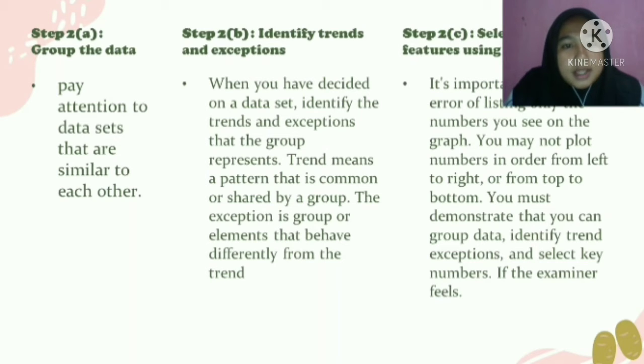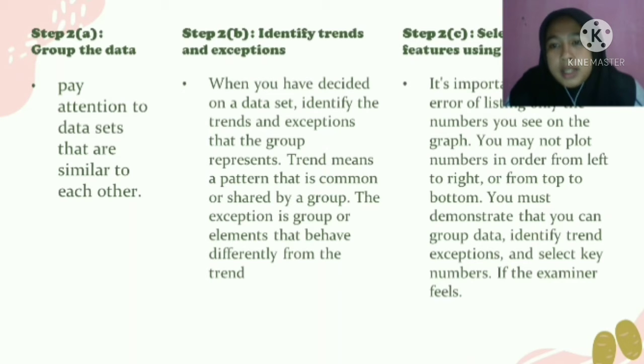Trend means a pattern that is common or shared by a group. The exception is a group or element that behaves differently from the trend. Step 2.C. Select the main feature using figures.